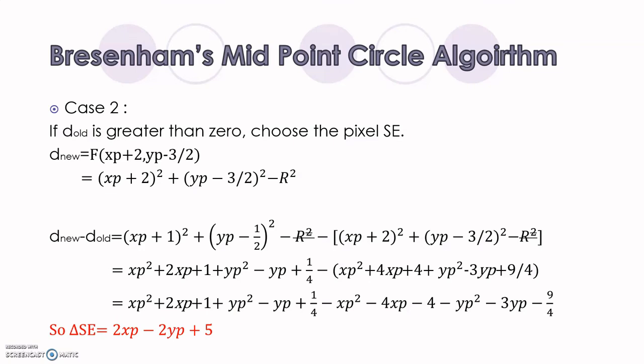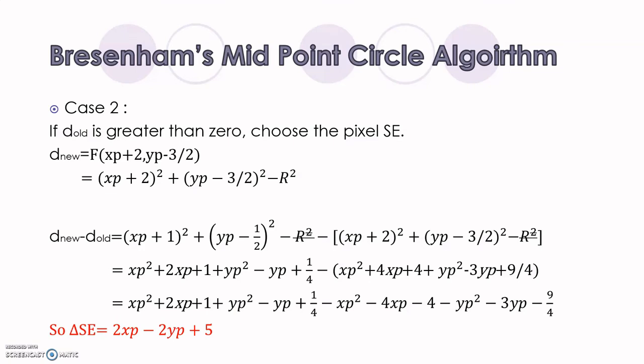So in the line algorithm, delta E and delta NE were constants. Here, delta E and delta SE in the circle algorithm are functions of the values of xp and yp. xp and yp are the previously chosen pixel. Since these functions are expressed in terms of xp and yp, we call P the point of evaluation.